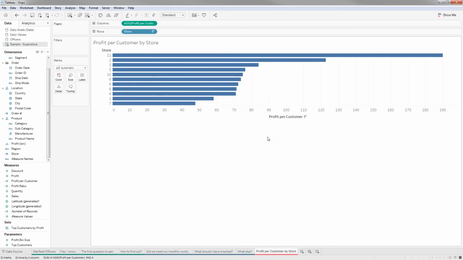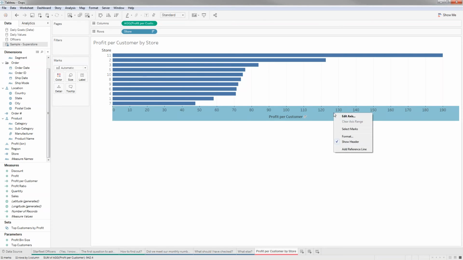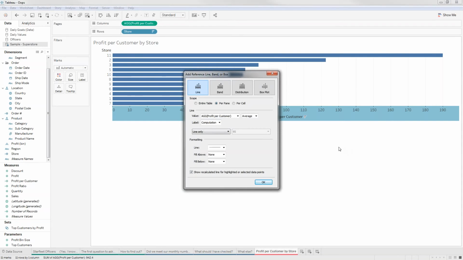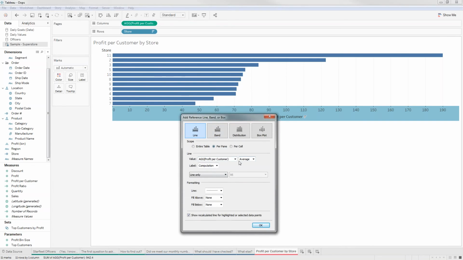So I'm going to sort, and then I'm going to add some context to this story. Beyond just the data itself, I have some knowledge that I can bring to the table, and that is I know that we had a goal of $150 per customer. That was the goal that we wanted our stores to strive for. So what I'm going to do is I'm just going to add that as a reference line. It's a constant, and we'll call it 150, and we'll even give it a label.